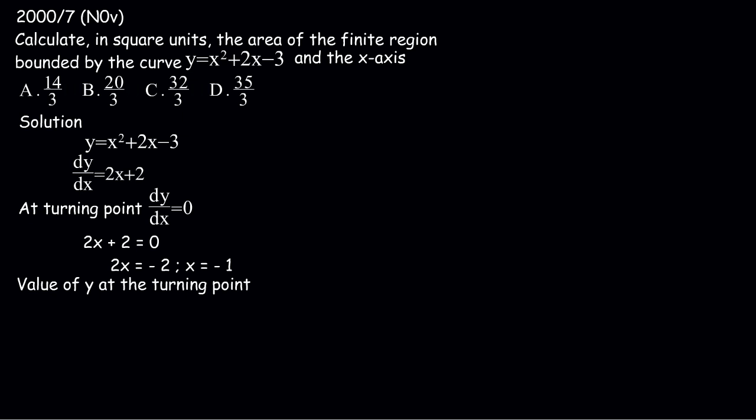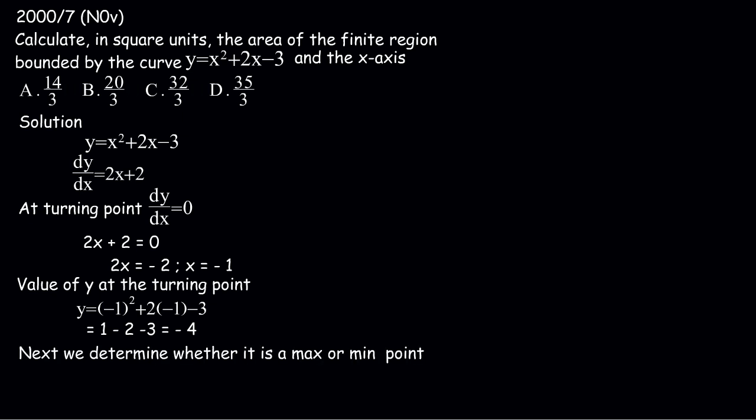Now, for the value of y at the turning point, we are going to substitute s equals minus 1 in our equation, and when we do that, it becomes y equals minus 1 in bracket squared plus 2 in bracket minus 1 minus 3, which is equal to 1 minus 2 minus 3, which is equal to minus 4. So at our turning point, our s value is minus 1 and our y value is minus 4. Next, we are going to determine whether it's a maximum or minimum, and to do that, we have to find d squared y over ds squared. Differentiating, d squared y over ds squared will be equal to 2, and since it is greater than 0, it's a minimum point.